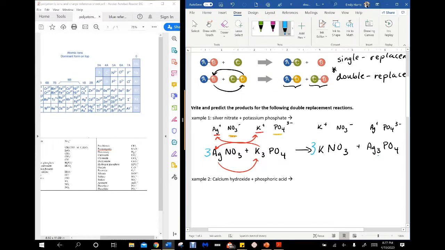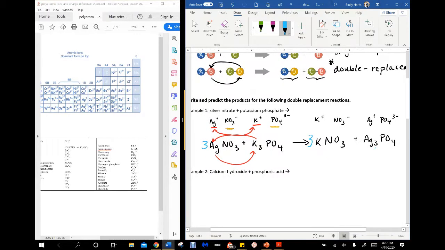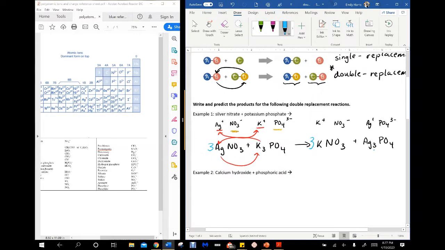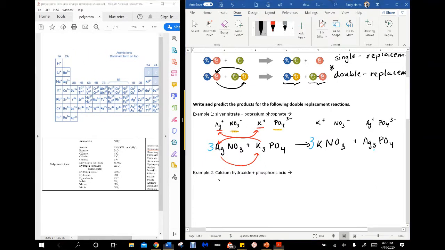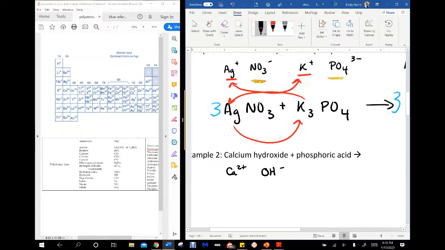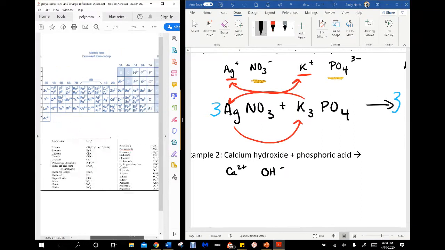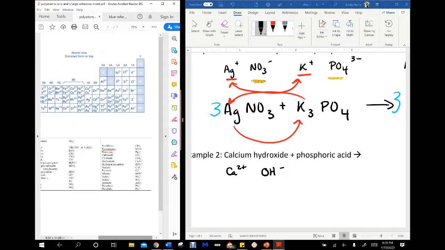Let's go ahead and try example 2. Okay, so here we have calcium hydroxide plus phosphoric acid. So if we look on our charge chart, calcium has a 2+ charge. Hydroxide is a polyatomic ion with a 1- charge. Then phosphoric acid, if we remember from our naming unit, phosphoric is referring us to the polyatomic ion, phosphate, which is PO4 3-.